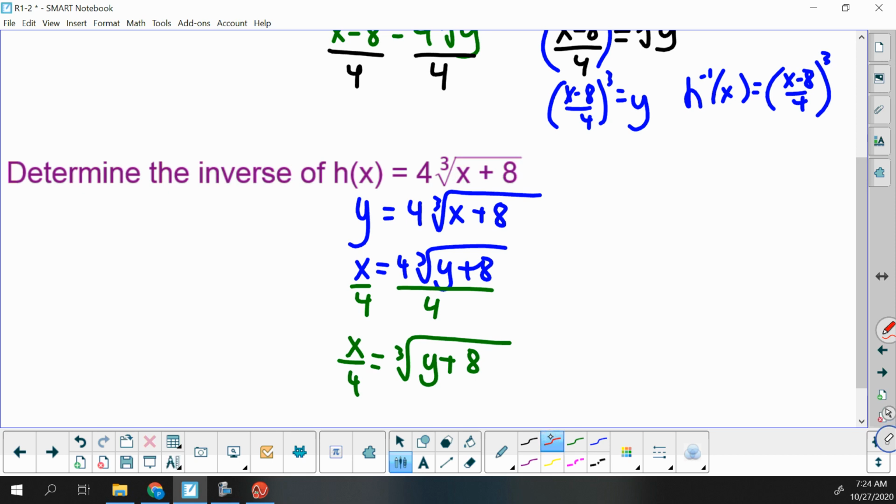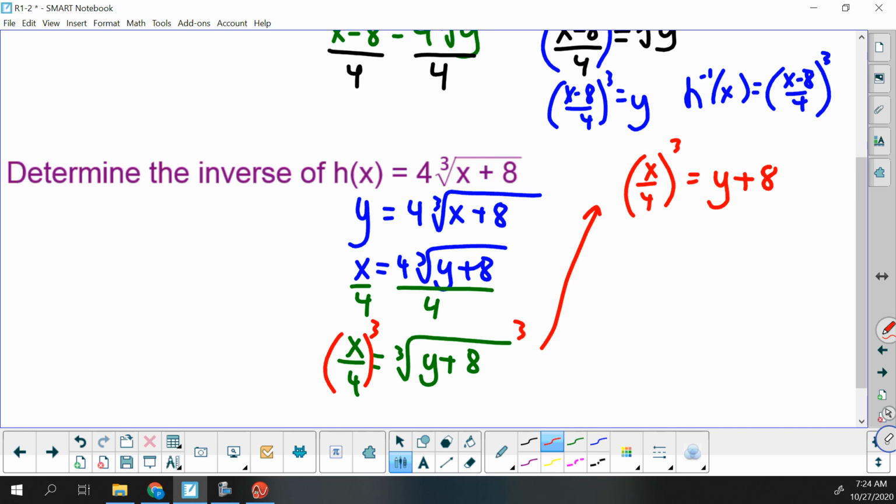Our next thing that needs to get undone now is the cubed roots. So we'll raise both sides to the third. So I'm going to come up here. So that'll give us x over 4 equals, the cubed and the cubed root wipe each other out, so we just have y plus 8. Subtract 8 from both sides.